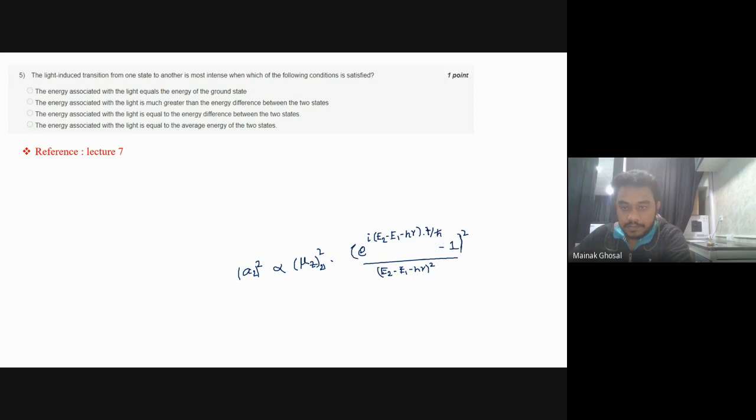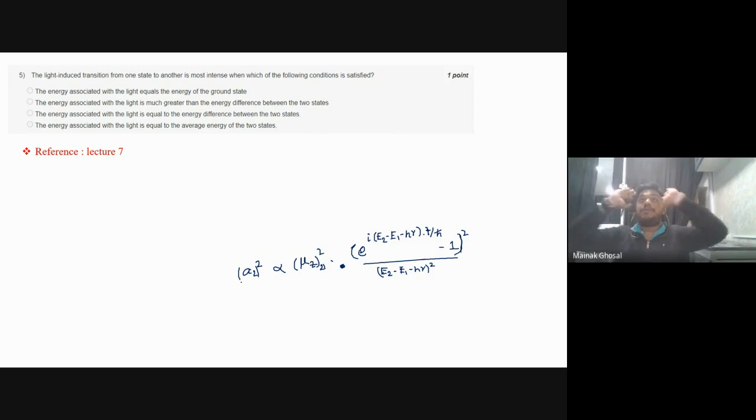So this is a multiplication of these two terms. Okay. First one is the transition moment integral, and the second one is e to the power i (E2 minus E1 minus h nu) t by h cross, minus 1 by (E2 minus E1 minus h nu) whole square. Now this is the hint that I am showing, that you have to find in which condition the intensity will be maximum. When will the intensity be maximum?